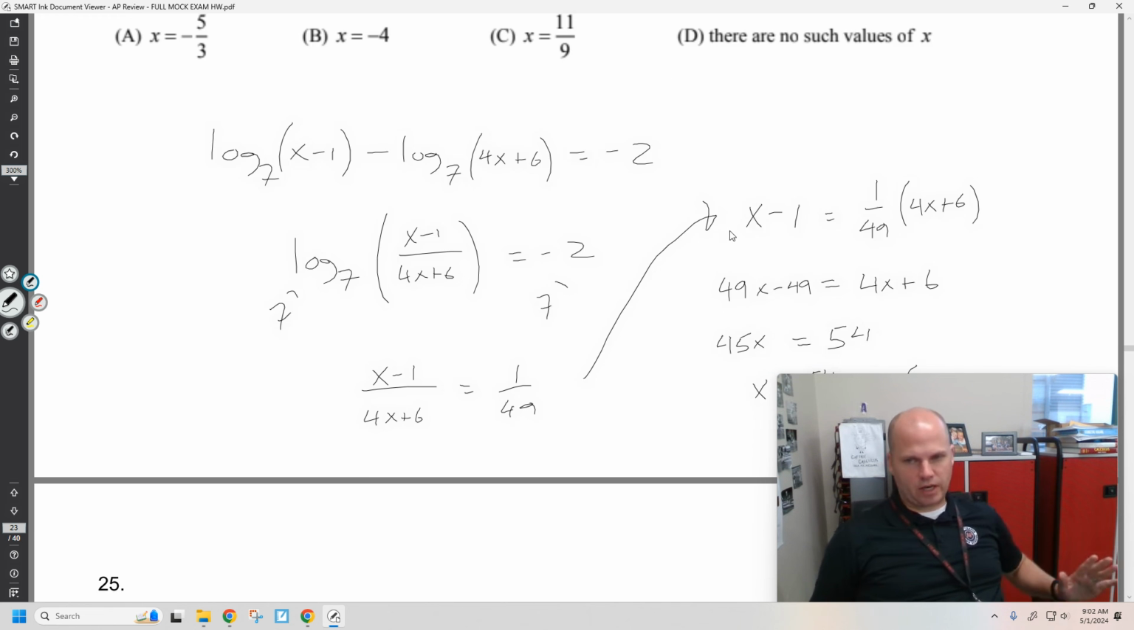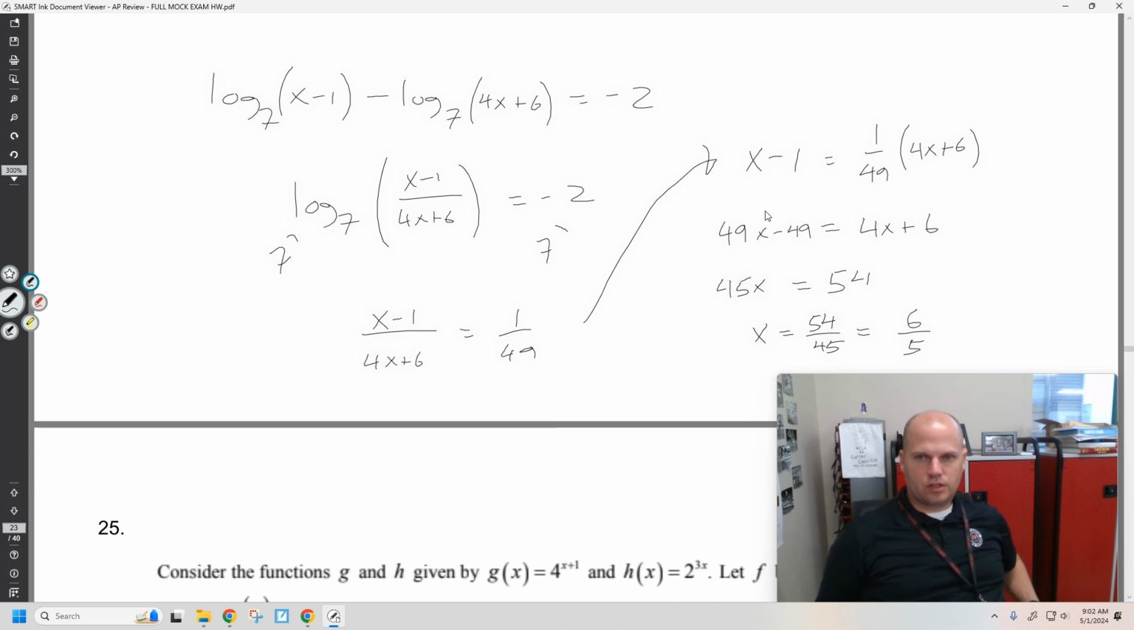x minus 1. Just checking for mistakes here, like making sure I did not switch signs on stuff. This is what you should be doing when you encounter a problem.